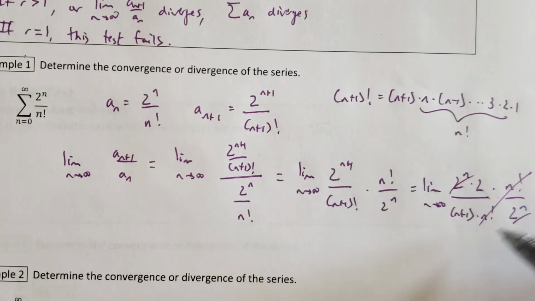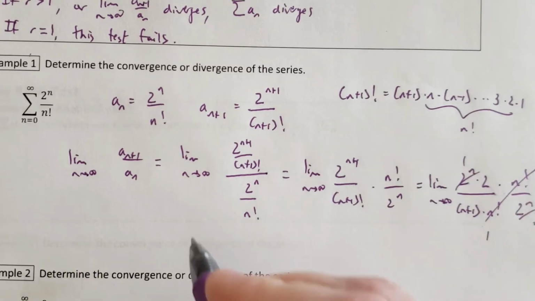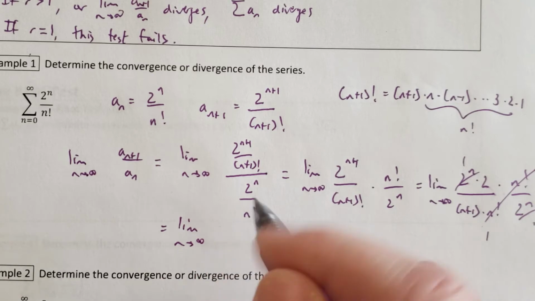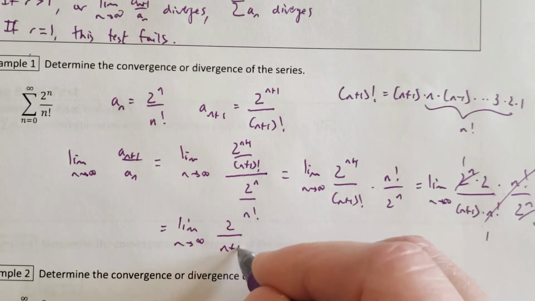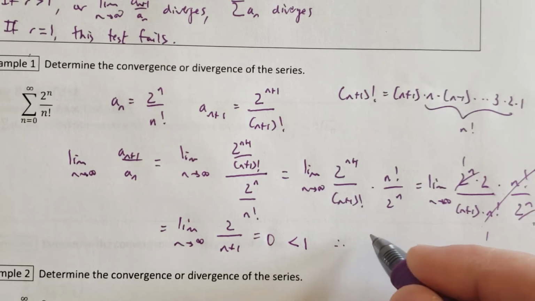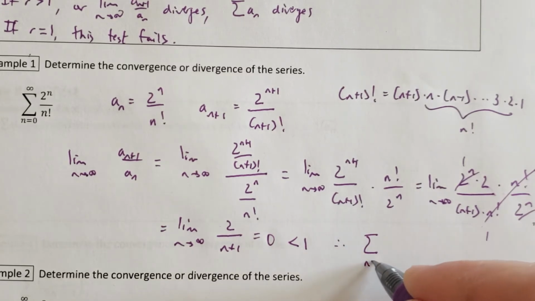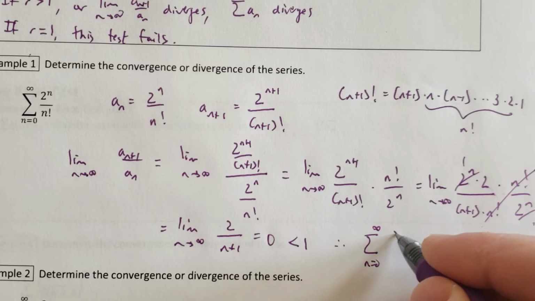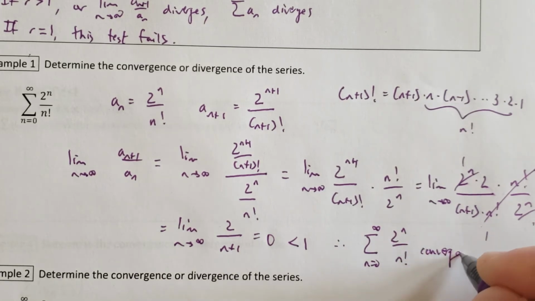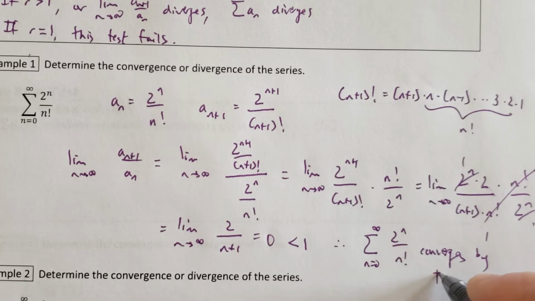So when we simplify, these all become 1. We end up with the limit as n goes to infinity of 2 over n plus 1, which is 0. And that is less than 1. Therefore, the series n goes from 0 to infinity, 2 to the n over n factorial, converges by the ratio test.